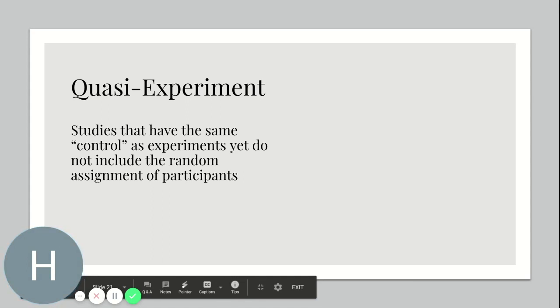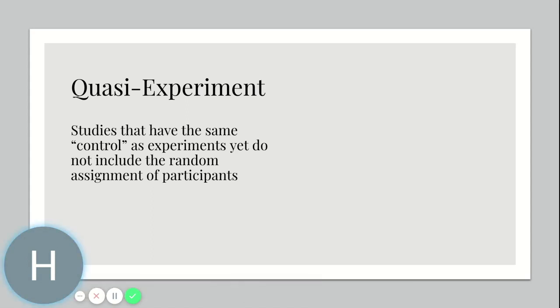Okay, lastly, we're going to look at quasi-experiments. So these are studies that have the same control as experiments, yet do not include the random assignment of participants. So with this, when you take notes over experiments and all of the fun stuff that goes into that, this is going to make a little bit more sense. But as of right now, I want you to view quasi-experiments as almost fake experiments because you're gaining information, but you're not setting up an experimental group, a control group, and bringing people in.